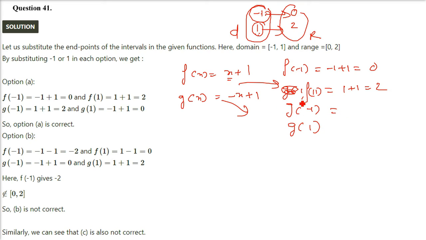So g of minus 1 is minus of minus 1 plus 1. Negative 1 of 1 is 1, 1 plus 1 is 2. So negative 1 is mapping to 2. And what is 1 giving you? Negative 1 plus 1, which is 0. This gives you 2, and plus 1 is 2. This is going to give you 0. So negative 1 is matching with 2 and 1 is matching with 0.